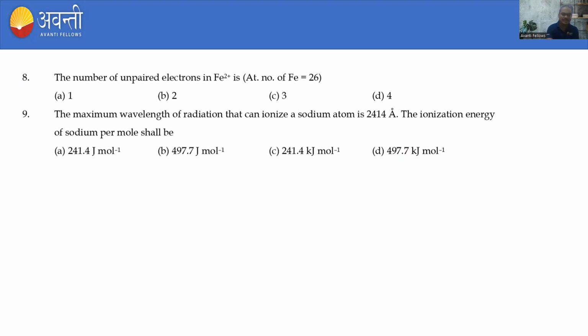Now, move to question number 8. That is the number of unpaired electrons in Fe2+. This is a very, very simple question, and this is from the d block. In the structure of atom also, we study how to write the electronic configuration of an element and how to calculate the unpaired electrons. So basically, we have Fe2+. Fe has atomic number 26, so we can write 3d6 4s2. For Fe2+, two electrons are removed, then the remaining is 3d6.